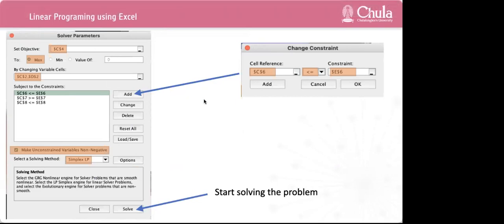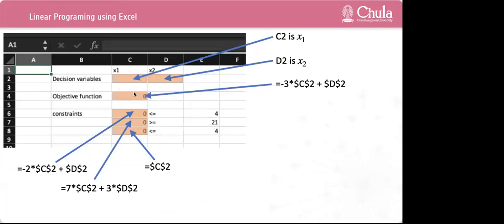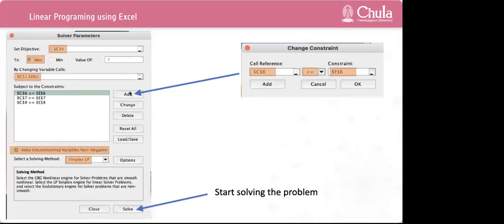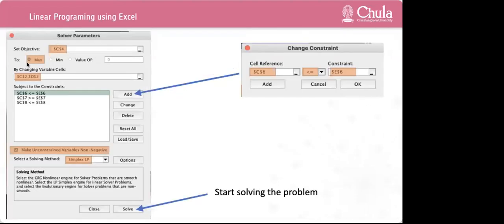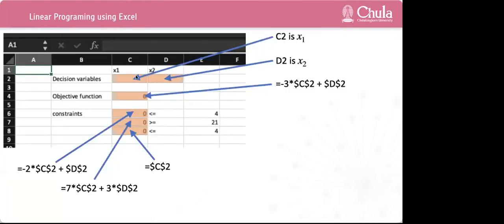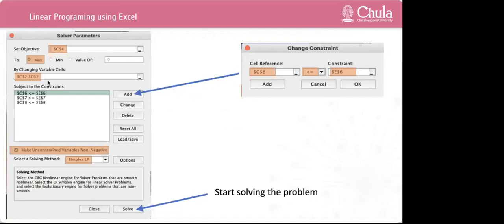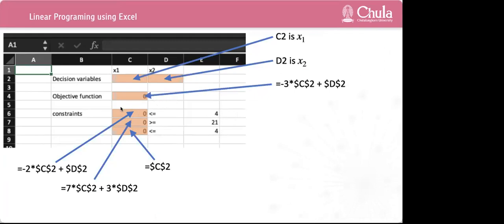Okay, then we use Solver. We open the Solver, and then we set the objective function. Our objective function is C4, right? This cell, C4. And the problem is to maximize, so we select maximize here. By changing variable cells, we put these cells, C2:D2, right? Subject to the constraints, we put each constraint, this cell less than or equal to this cell.